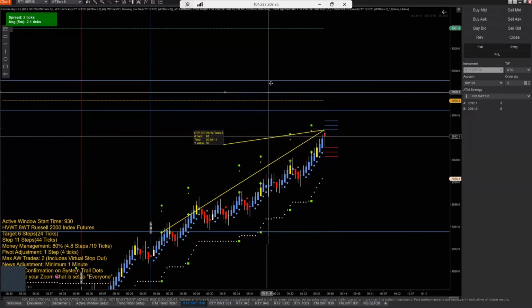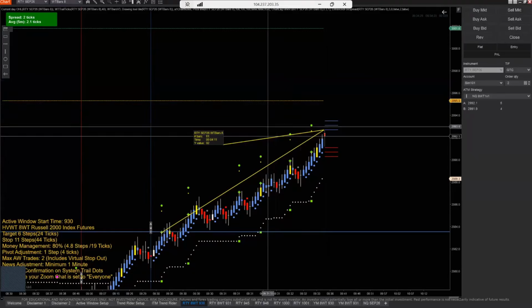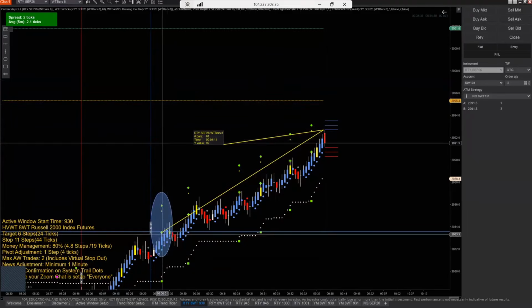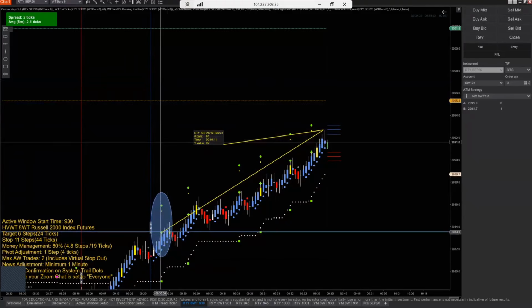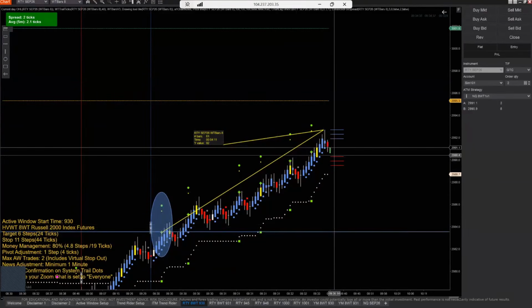And let me get some of these. These are lines that are left over from previous sessions. Let me clean those up. All right. Again, just referencing the setup that we started with here at 9:30. Like I mentioned, it was very easy to get in this trade today.